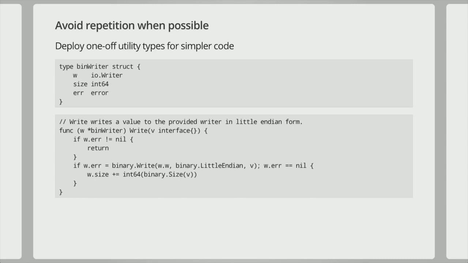So what I do is I create this type, a bin writer. A bin writer is a thing that writes binary stuff. And what I'm going to do is I'm going to have a writer inside. So when you write into the bin writer, actually it's going to write into some other writer. And I have the number of bytes that I've written, and an error if something failed.